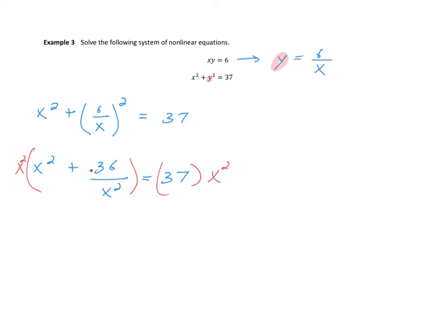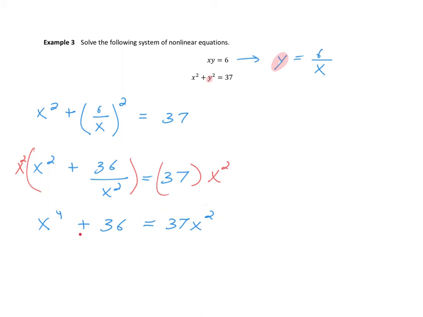When this x squared gets multiplied to this fraction, it'll cancel, leaving us with 36. X squared times x squared is x to the 4th. When I multiply x squared to 36 over x squared, I'm going to get 36. And on the right, I have, well, that's just 37x squared. This isn't a quadratic equation because we have a power of 4. However, I still think we can take a factoring approach to solving this.